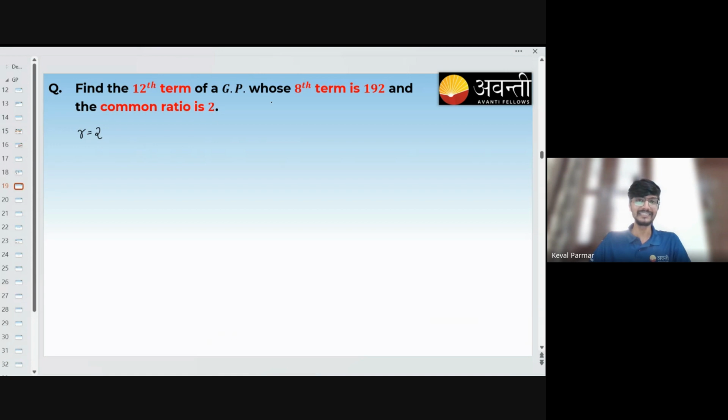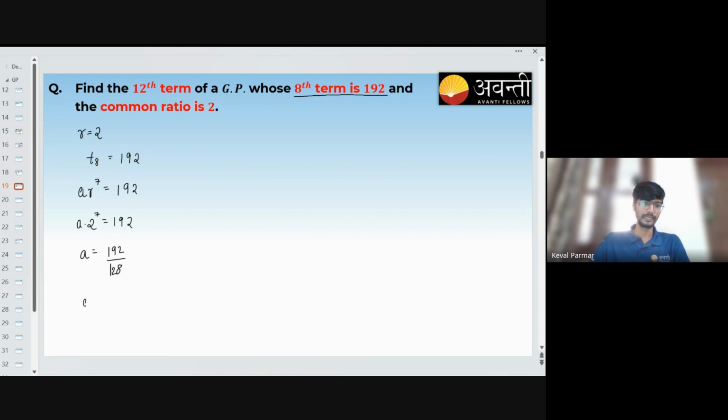For A, they have given me the condition: the 8th term is 192, you can see. So T8 is given as 192. What is T8? A into R raised to 7 equals 192. Let us substitute the value of R. A into 2 to the power 7 is equal to 192. So what is 2 to the power 7? 2, 4, 8, 16, 32, 64, 128. So A is equal to 192 upon 128.